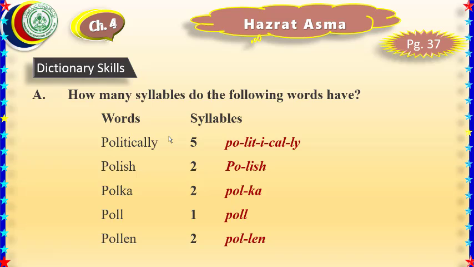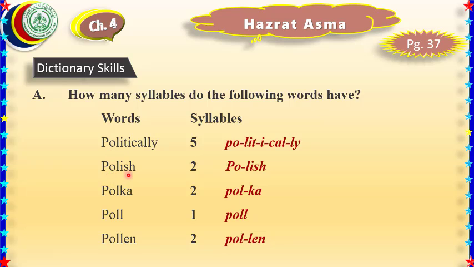Dear students, here we are set to find out the syllables of these words. Dear students, a syllable is a complete sound, a unit of sound. For example, if we read politically, we read it po-lit-i-cal-ly. In this way, if we divide this word into sound units, we find 1, 2, 3, 4, 5 units, and we say there are 5 syllables in this one word.